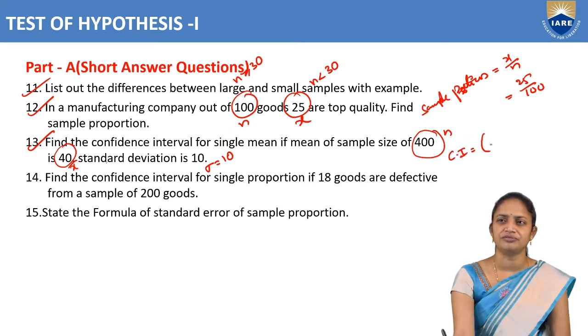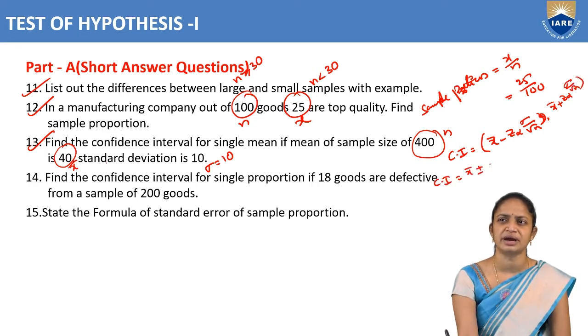So the confidence interval is x bar minus z alpha into sigma by root n, comma, x bar plus z alpha into sigma by root n. Or we can write the confidence interval equal to x bar plus or minus z alpha into sigma by root n. So this is the formula. Okay, so what about z alpha?